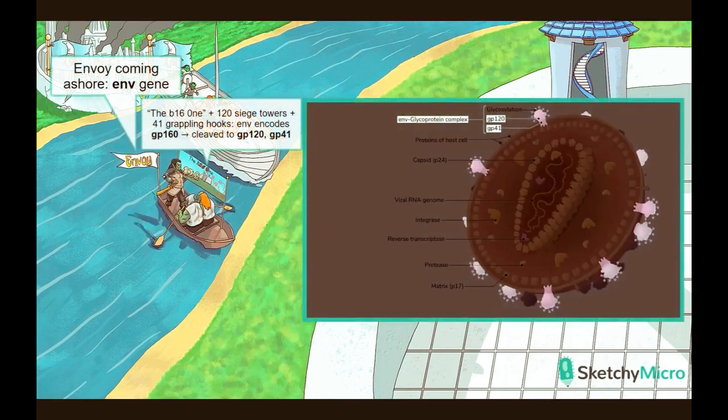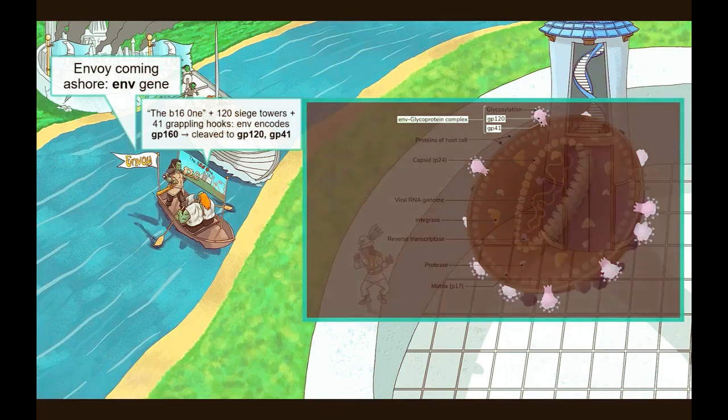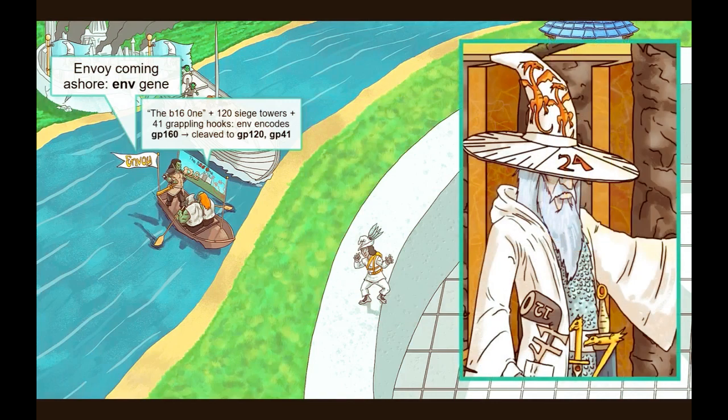That Envoy boat is carrying plans for a major attack called the Big One, with siege towers and grappling hooks galore. Envoy also represents ENV, a polyprotein containing the precursor envelope protein GP160, which is cleaved by the host cell into GP120 and GP41. Some quick math suggests that 120 plus 41 equals 161. So, come on, they should have just called it GP161, but that's science for ya. These proteins were represented by the evil wizard's pipe in Part 1, but now he's upgraded from tobacco to war machinery so we can see how they actually function.